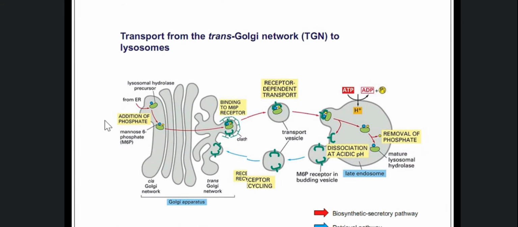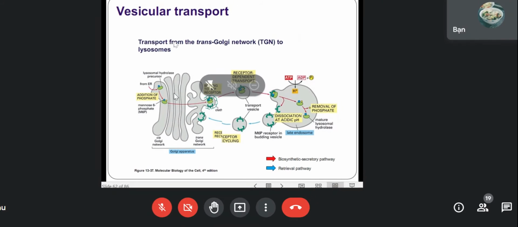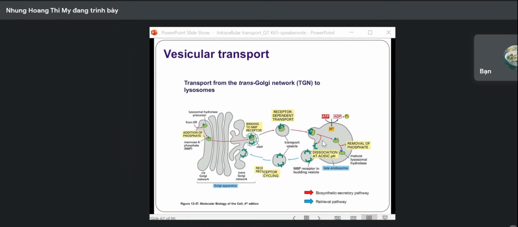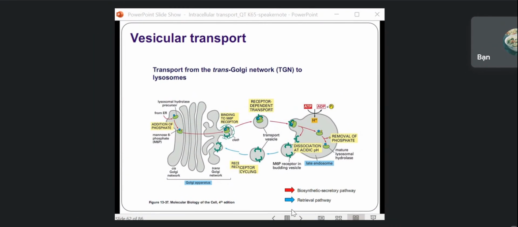So in this image, you can see both the biosynthetic secretory pathway and the retrieval pathway. For the biosynthetic secretory pathway, that means the transport of the hydrolase from the ER to the Golgi to the endosome. And for the retrieval pathway, this is the transport of the mannose phosphate receptor from the Golgi to endosome and back to the Golgi network.